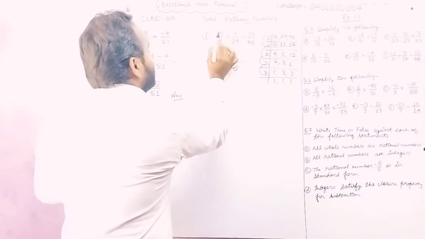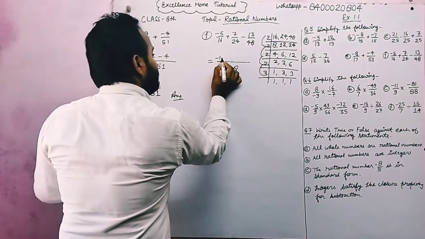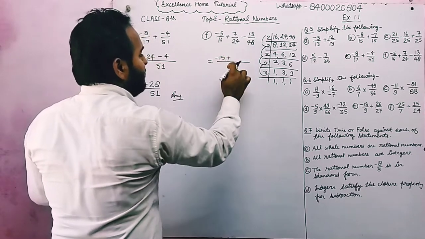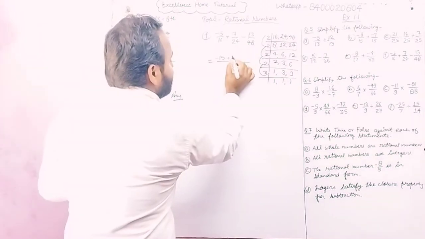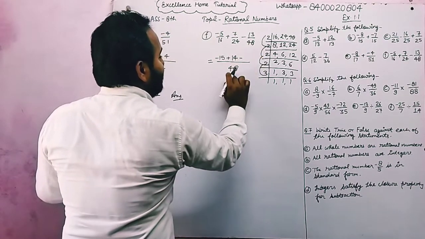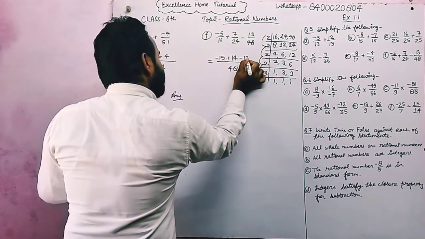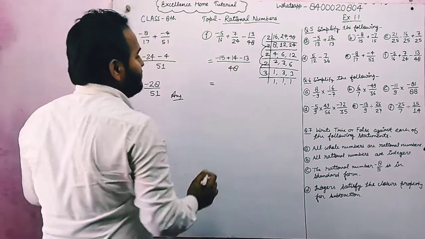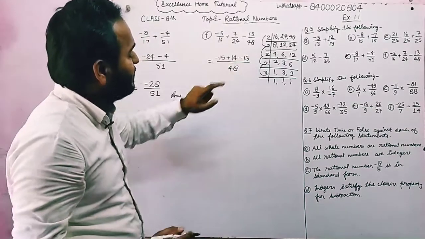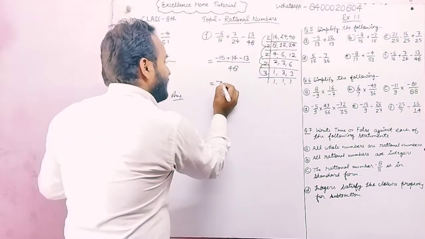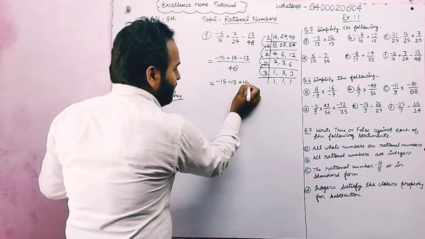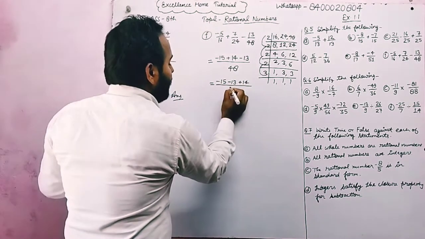So multiply minus 5 by 3, that is minus 15, plus 24 divides 48 by 2, so 7 times 2 is 14, minus 48 divides by 1, so 13 into 1, that is 13. And in this we observe that both are the same sign, so we add both the numbers, and after that plus 14 upon 48.